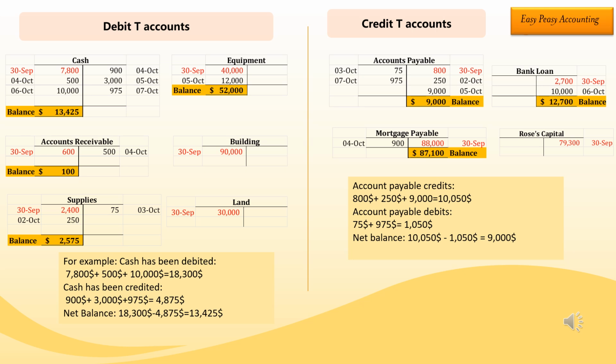For accounts with a debit balance, we subtract the total credits, right side, from the total debits, left side. For accounts with a credit balance, we subtract the total debits, left side, from the total credits, right side.